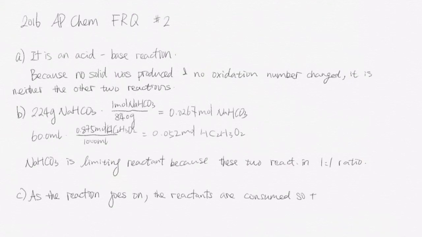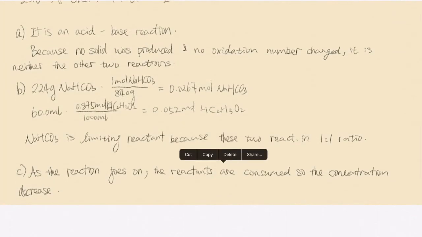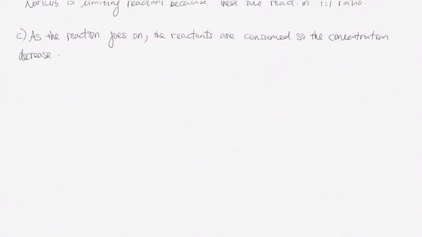So the collision of the reacting particles decreases as the concentration decreases. So the reaction rate decreases. So D-I asks which drives the chemical reaction between NaHCO3 and HC2H3O2, and the choices are entropy only, enthalpy only, or both entropy and enthalpy. And the answer for this one is entropy only, and I will explain in D-II.